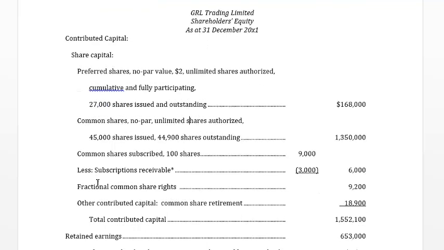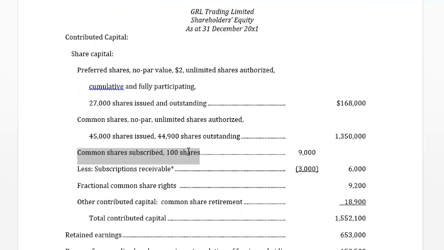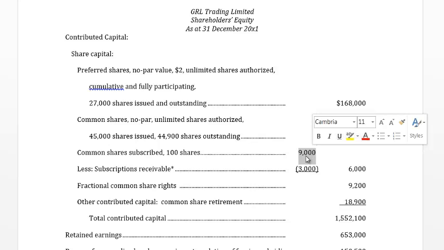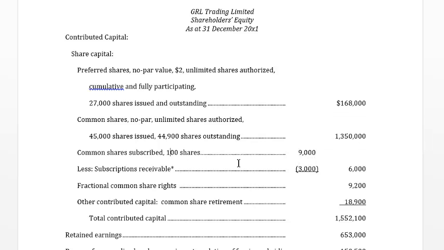The other thing we have here, we did talk in class about common shares subscribed. Those are shares that have been signed up for by investors, but perhaps not fully paid up yet. So in other words, here investors have subscribed and said that they would like to buy 100 shares, and the value of the subscription, or the total amount of money that we expect to get, is $9,000 for those 100 shares. But there's an amount that the investors have not yet paid, and that's $3,000. So you'll see we have our common shares subscribed at net, based on the value of the shares that have actually been paid up, which is $6,000.